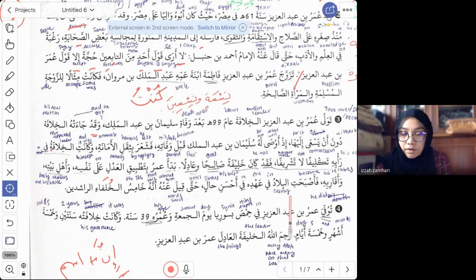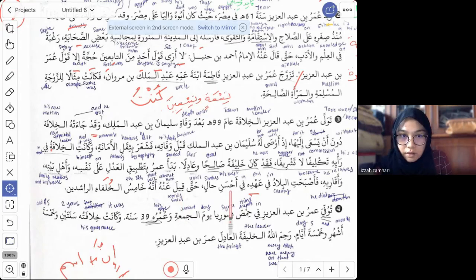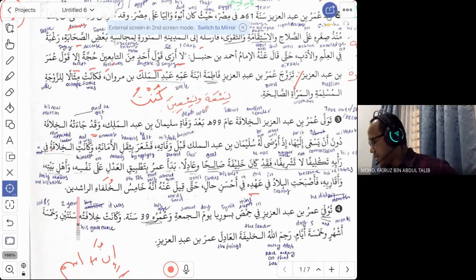the country became in its best status in his period of ruling until people said that he is the fifth of the Khulafa ar-Rashidin. Khulafa ar-Rashidun. نعم صحيح. فأصبحت البلاد في عهده في أحسن حال.